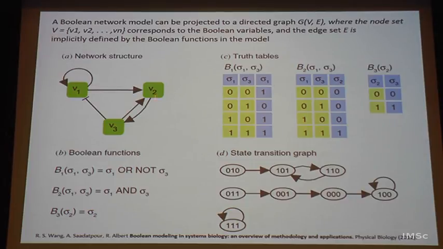So you have here 3 vertices in this network structure. This is projected as a directed graph where the node set V1, V2 to Vn, only 3 are shown here, corresponds to the Boolean variables, and the edge set E is implicitly defined by the Boolean functions of the model. Each edge, if you have E1, E2, E3, is defined by the transfer functions out there. Example transfer function B1 with sigma 1, sigma 3 means this or not this. So you can have A but not C, or A and B both required for this. Those kinds of rules can easily be made.